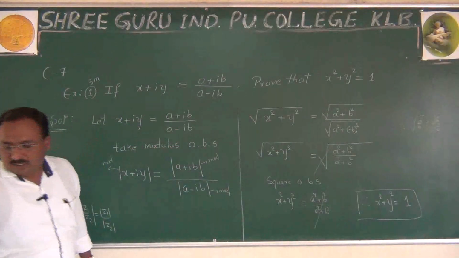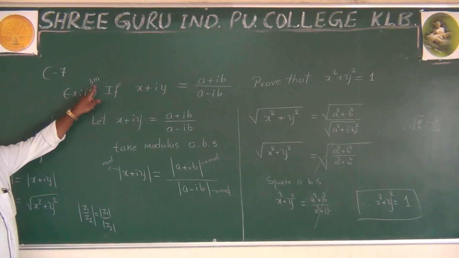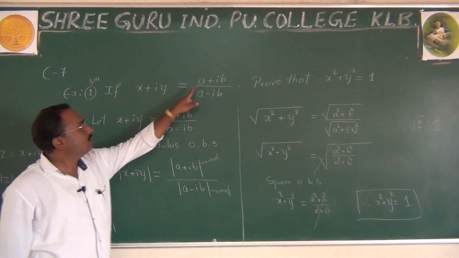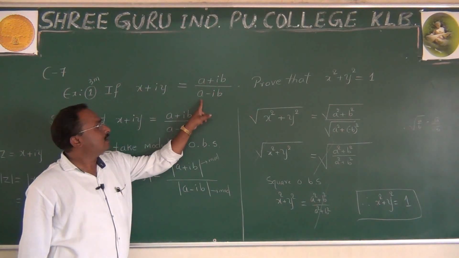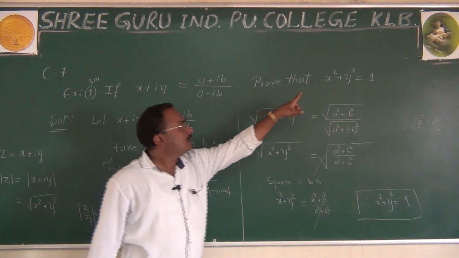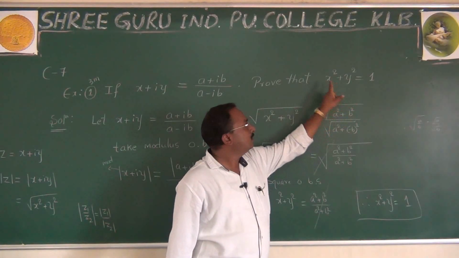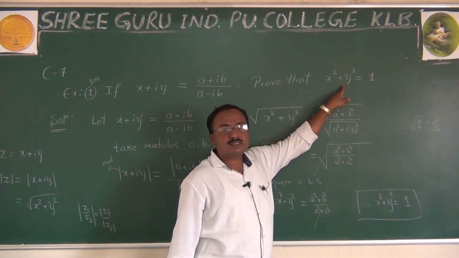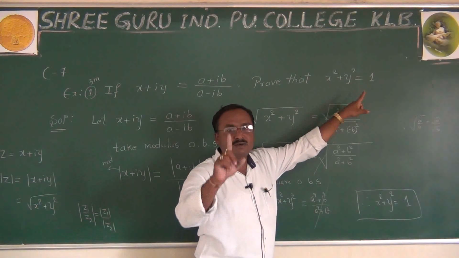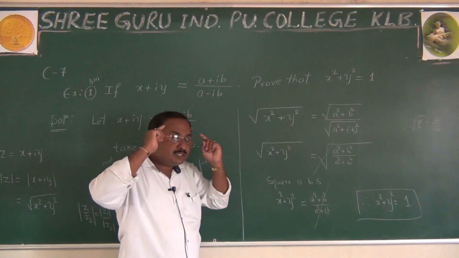Any doubt? Here, carefully, if this is a 3 marks question: if x plus iy is equal to a plus ib divided by a minus ib, prove that x square plus y square is equal to 1. X is the real part, y is the imaginary part. Real part square plus imaginary part square is equal to 1. Keep in your mind, real part square plus imaginary part square is the definition of what? Modulus.